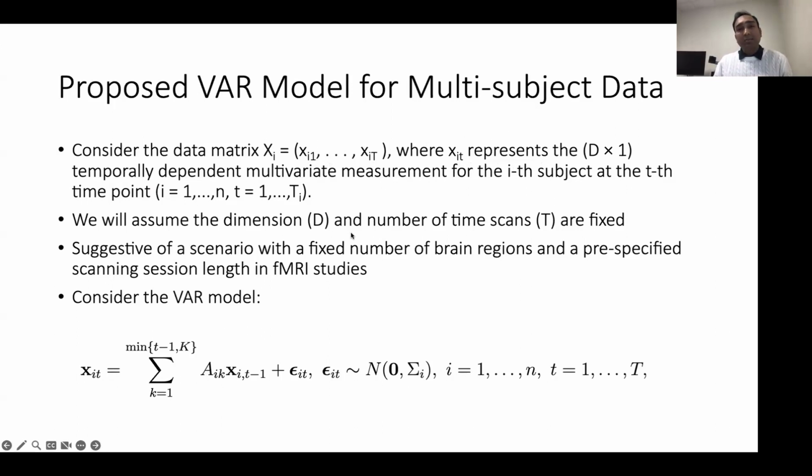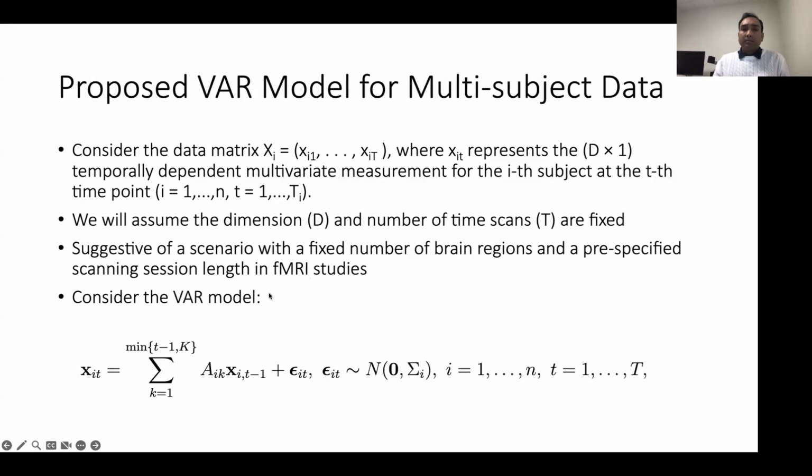One of the key assumptions in this talk is that d, the number of regions, which is the dimension of the multivariate vector, and the number of time scans T are fixed. This is not unreasonable in neuroimaging applications, but these are assumptions we have to make for our theory to go through. This is something that we will assume throughout the talk.